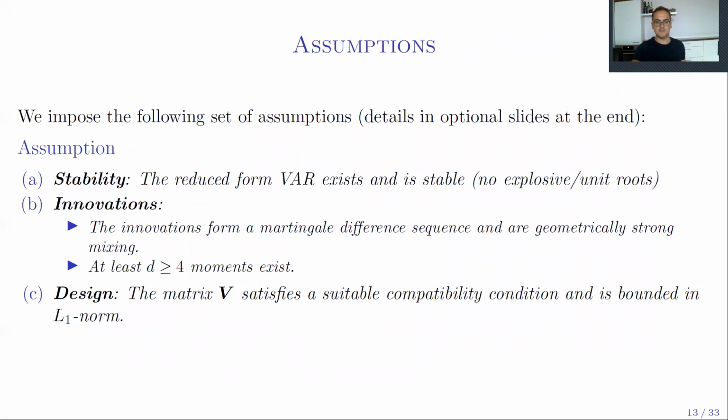So some theoretical results. In order to derive theory, we will need to impose some assumptions. We will show these assumptions in detail at the end. You can pause the video and look at it in your own time. Summarizing, the assumptions that we need concern the stability of the system. So the reduced form VAR needs to exist and needs to be stable. For the innovations, we assume that they are a martingale difference sequence and geometrically strong mixing, and at least d greater or equal to 4 moments exist. For the design, the population covariance matrices in V need to satisfy a suitable compatibility condition, and they need to be bounded in L1 norm.